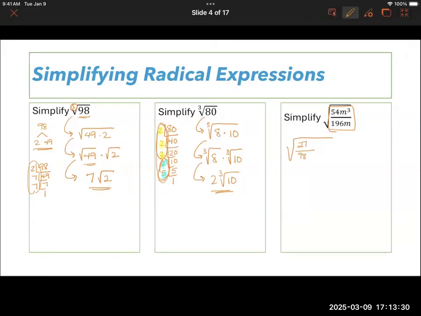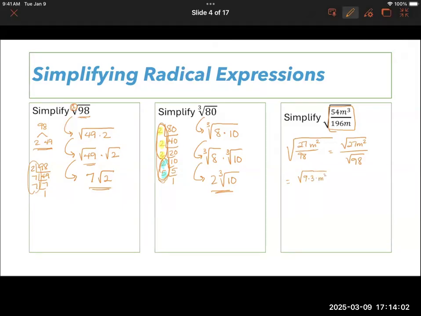And then we've got the m cubed over m. So if I cancel out an m, I'm going to be left with an m squared on top and nothing on the bottom. And then we can split up and consider what is the square root of 27m squared and what is the square root of 98. Okay, so with 27, we know that can be divided into 9 times 3.